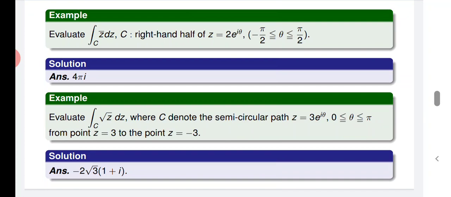This is an example of path of integration, and later we will continue the chapter with the remaining parts like Cauchy integral formula, Cauchy theorems, and some examples.